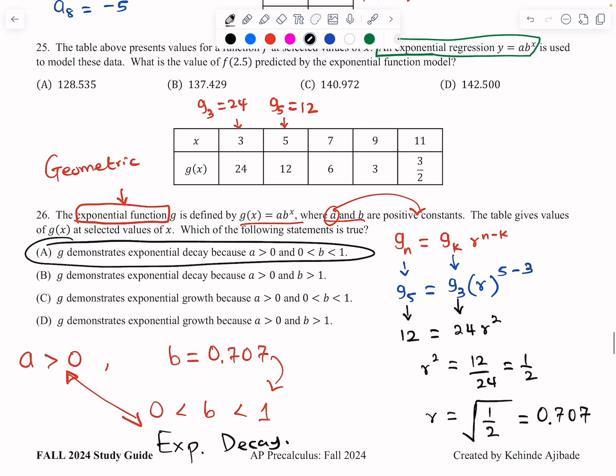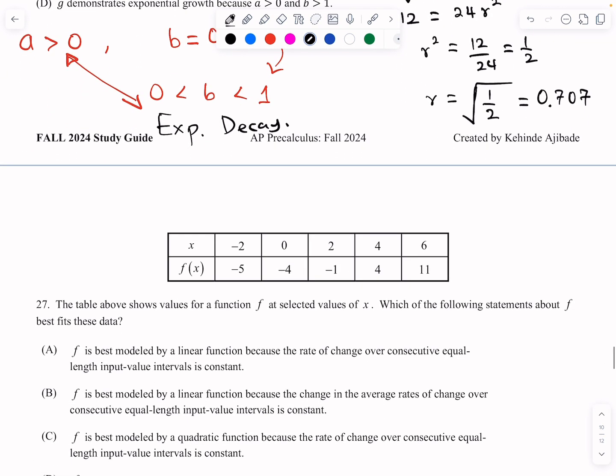Let's go to question 27. For question 27, all I have to do is draw this table again. So let's draw a table. I have my x, I have my f of x. And in this case, I have -2, -5. Then I have 0, -4. I have 2, -1. I have 4 and 4. And then I have 6 and 11.